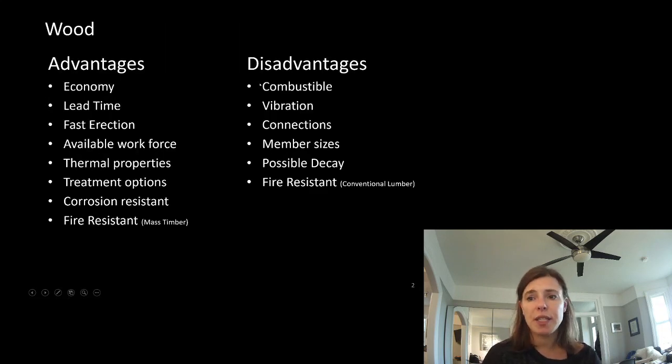So what are the advantages and disadvantages of wood? One of the big advantages of wood is that it's relatively cheap, especially for small-scale construction. It's cheap because of availability and just the ability to hire people to work on it. So that's partly lead time, meaning you can walk into a Home Depot yourself and buy wood to build your building. Again, I'm talking here about nominal construction or conventional wood construction.